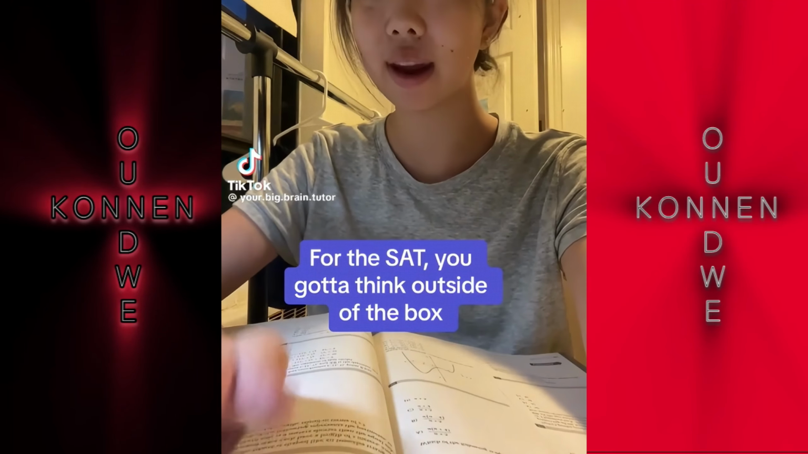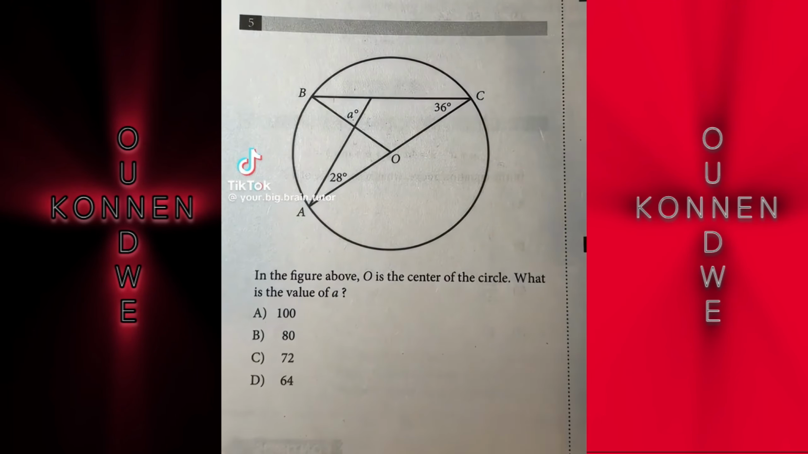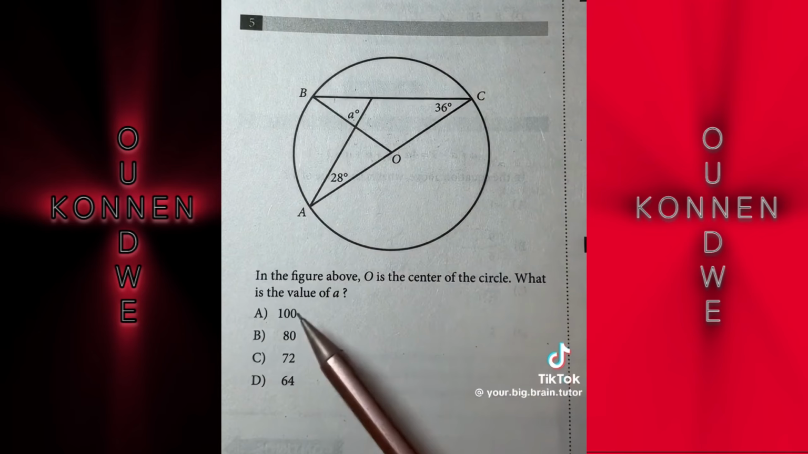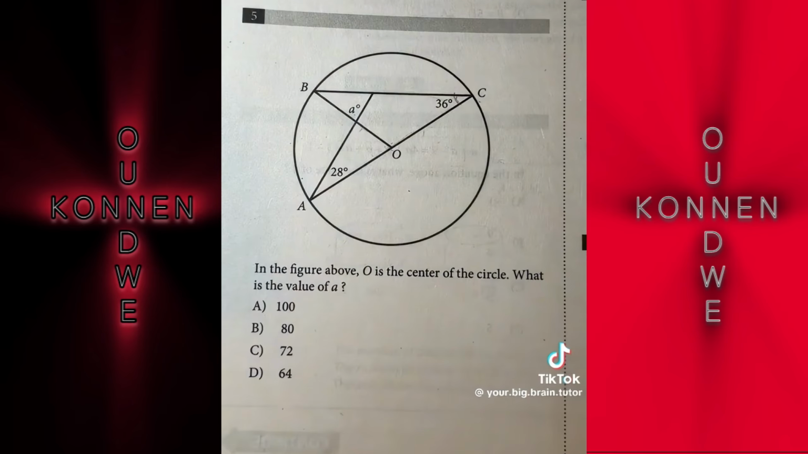For the SAT, you gotta think outside the box. In the figure above, O is the center of the circle. What is the value of A? From geometry, you should know that radii of a circle are congruent.